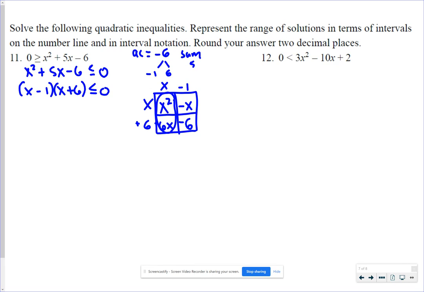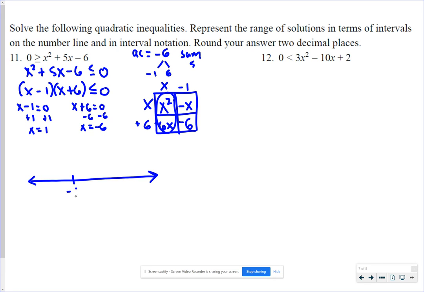Remember, our first job is to find the zeros of the quadratic. We're almost there. When is that factor equal to 0? When x is positive 1. When is x plus 6 going to equal 0? When x is negative 6. So the zeros of our quadratic are x equals 1 and x equals negative 6. Remember, our next step is to draw a number line, put the zeros on that number line, remembering that because the inequality has an equal sign with it, they need to be little closed circles. So we're going to put a closed circle at negative 6. We're going to put another one at positive 1.